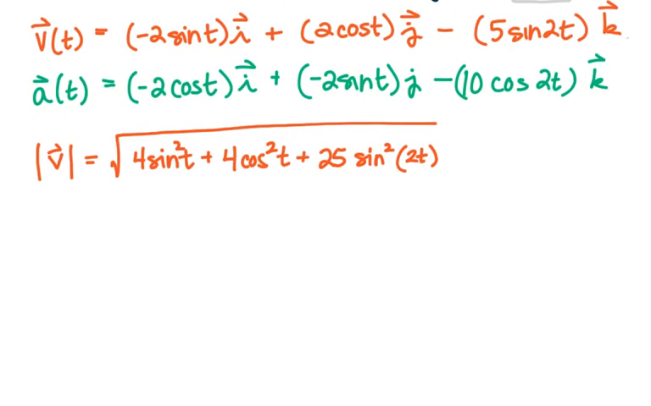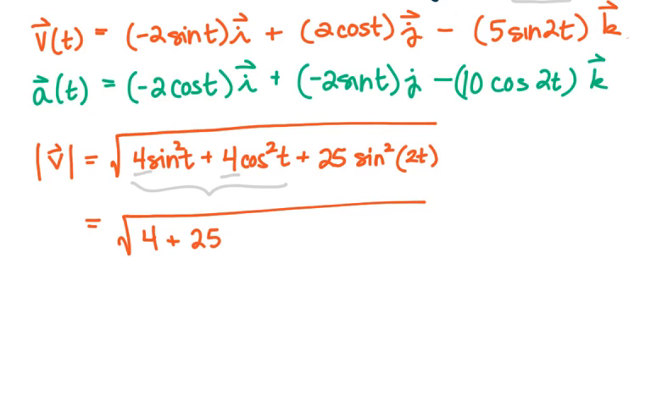Here, I'll just use a little bit of algebra to simplify this. If I factor both of these 4's out, I'm going to have 4 times sine squared plus cosine squared, which by the Pythagorean identity is equal to 1. So I have the square root of 4 plus 25 sine squared 2t. And that represents my speed, the magnitude of velocity.